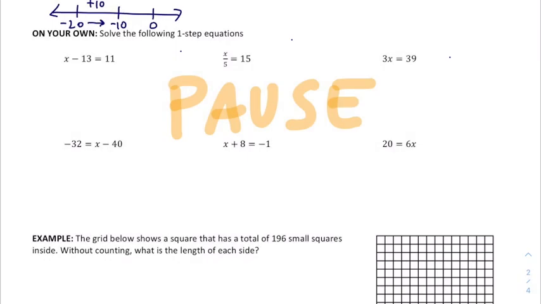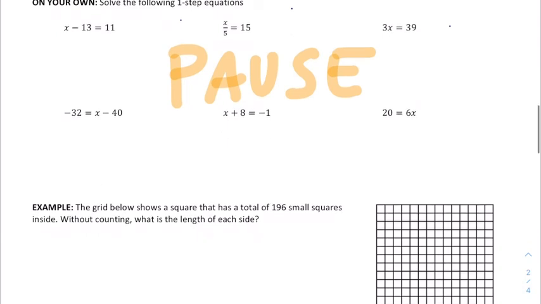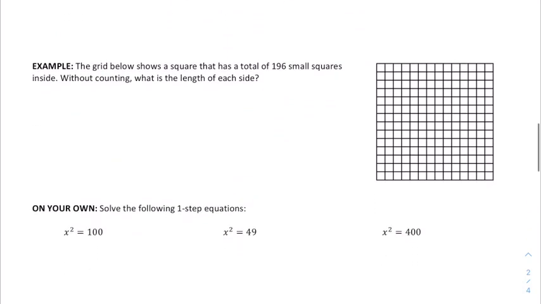So now that you've had a chance to work on those, let's look at one last thing before I send you off on your own. In this example, we have a grid. It shows a square that has a total of 196 small squares inside. Without counting, we want to figure out what is the length of each side. All right, so we want to know what the side length is, but we don't want to count. So I'm going to put S's on all the sides for the side length. And we know with a square, they're all exactly the same length.